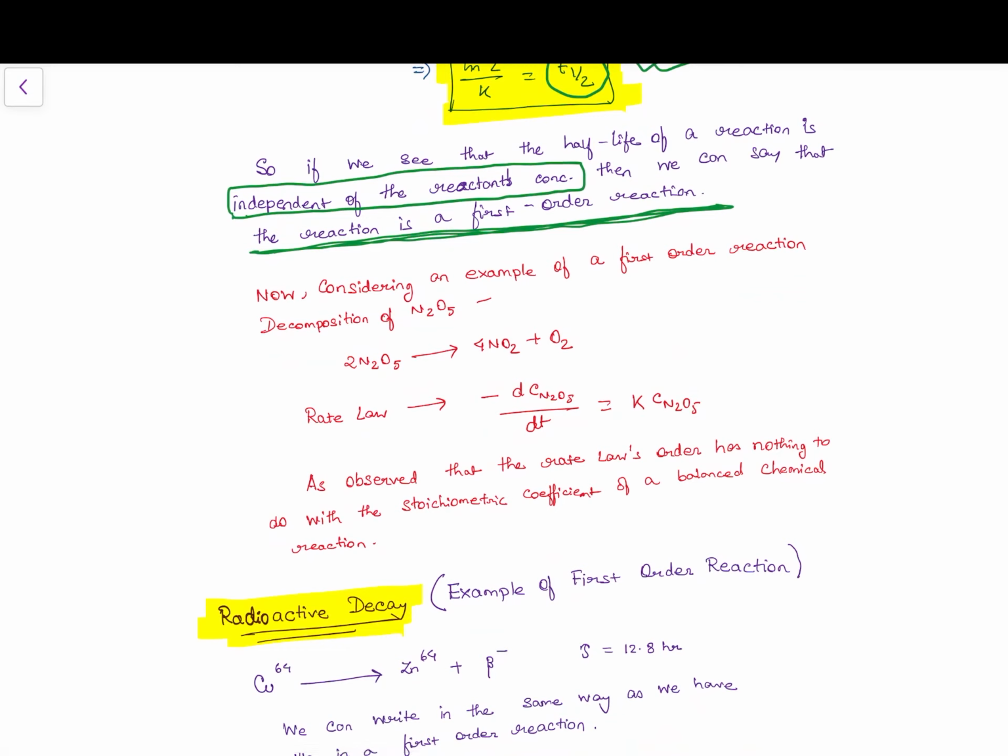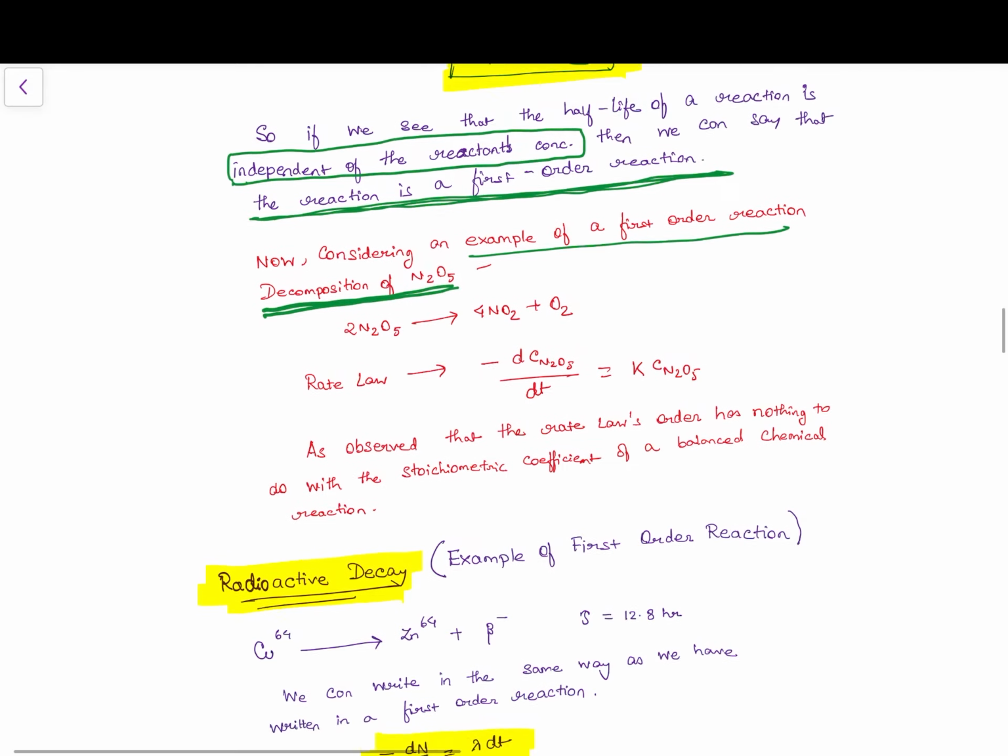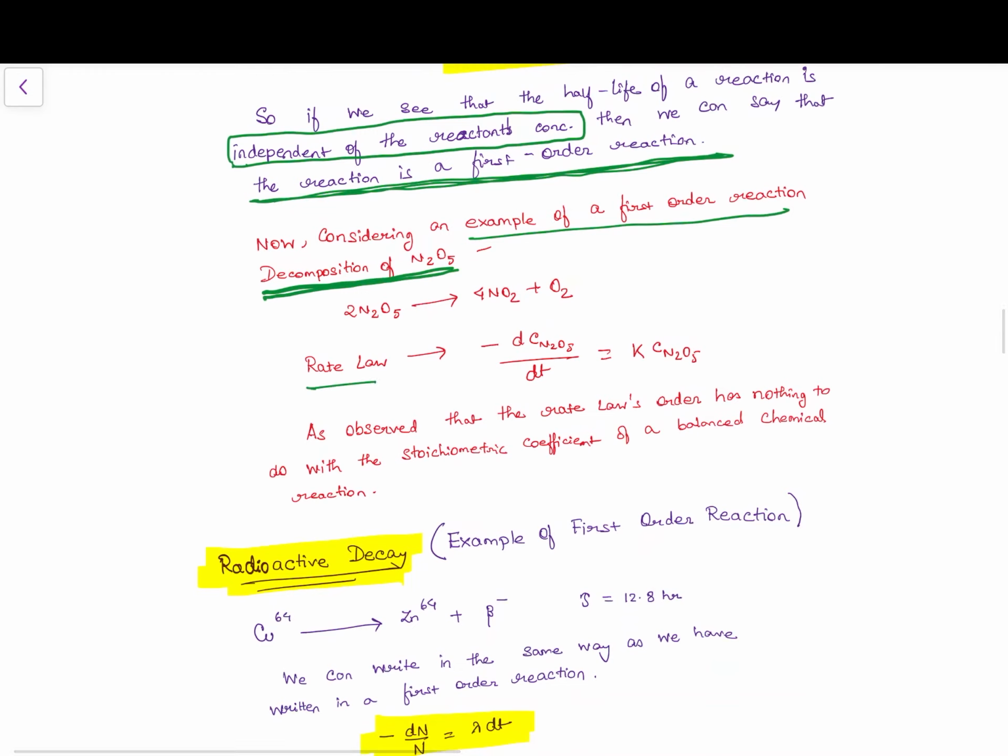Now considering an example of a first order reaction, we have discussed this before, that decomposition of N2O5 follows first order reaction. So the rate law will be given as follows: minus d[N2O5]/dt, that is the differential of concentration of N2O5 with respect to time, will be equal to k into the concentration of N2O5 raised to the power 1, that is it will be dependent only on a single concentration term of N2O5.